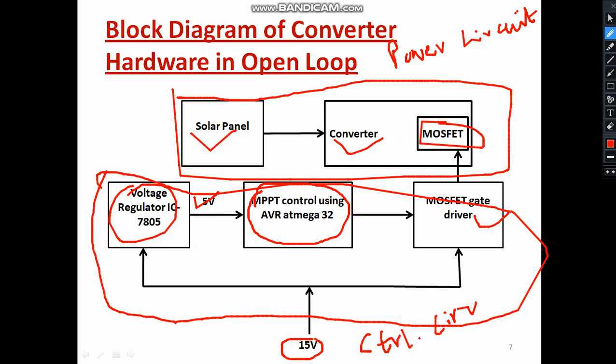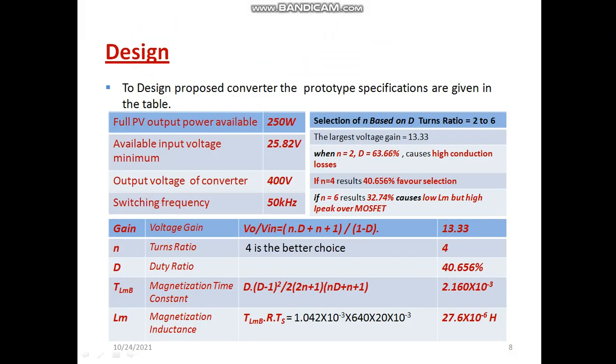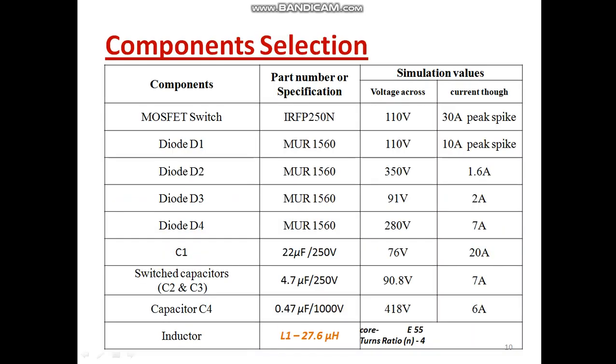Okay. Next is the selection of components. How do you select the components? You have to conduct the design first. I have explained the design in part 1 and part 2, how to select the duty cycle, then the turns ratio, later how to calculate the coupled inductor, switched capacitors, etc. Please watch part 1 and part 2 completely.